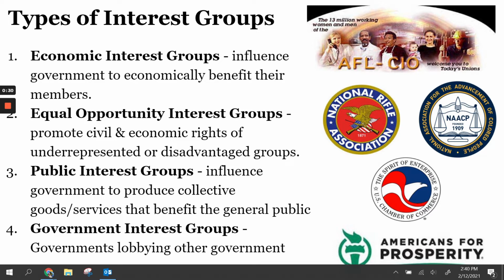So the first thing you need to understand is that these 4 different types are there because they provide a different benefit for this group. So the question always is, what is the interest group trying to provide for its members? Is it an economic benefit? So we're looking at pocketbook issues. When we get to that first interest group, economic interest groups, we're really looking at interest groups that provide an economic benefit, that are interested in the pocketbook issues of their membership.